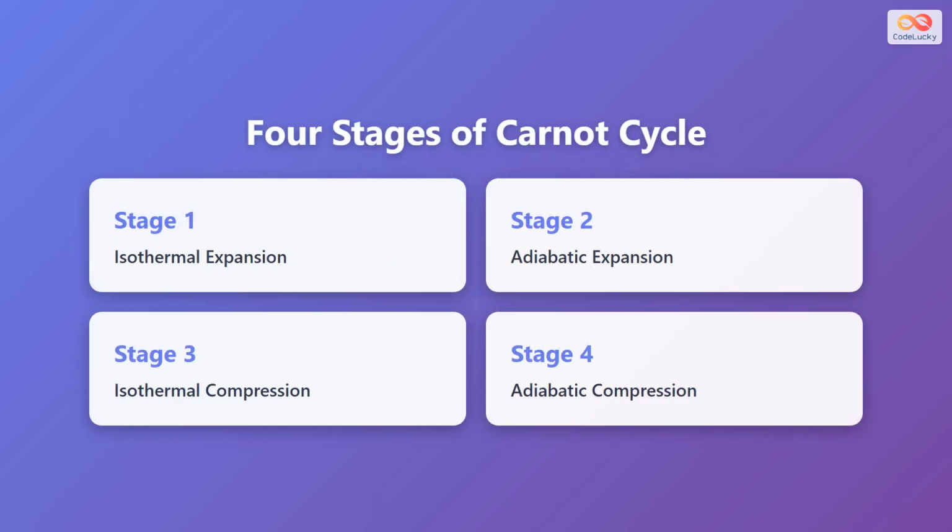The Carnot cycle consists of four distinct stages that the working substance undergoes. Stage 1 is isothermal expansion, where the gas expands at constant temperature. Stage 2 is adiabatic expansion, where the gas continues to expand without heat exchange. Stage 3 is isothermal compression, where the gas is compressed at constant temperature. And Stage 4 is adiabatic compression, where the gas is further compressed without heat exchange, returning to its initial state.